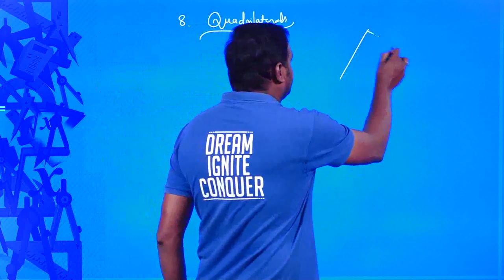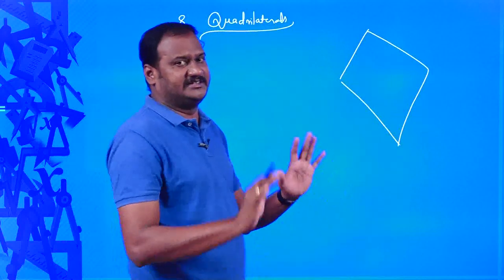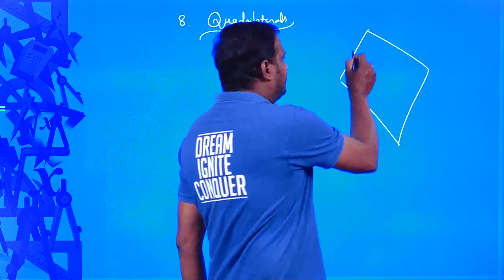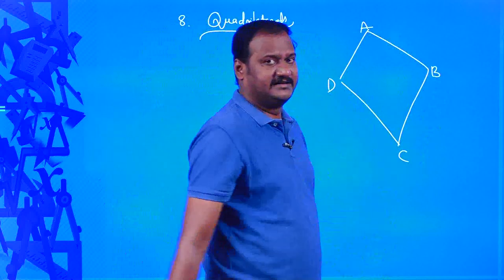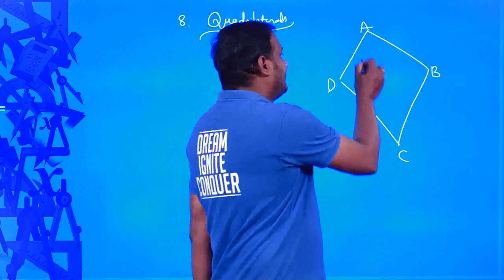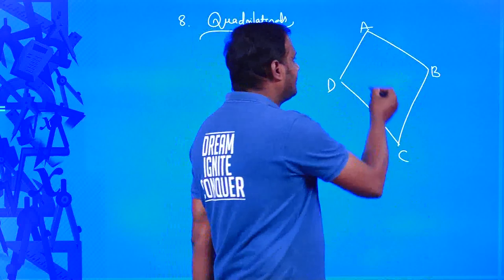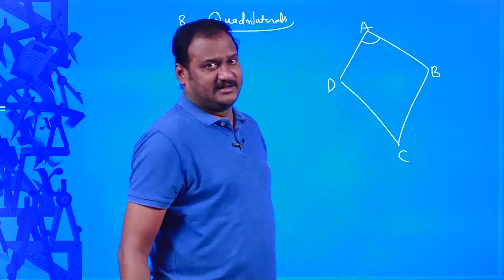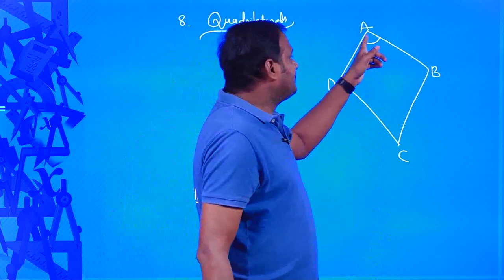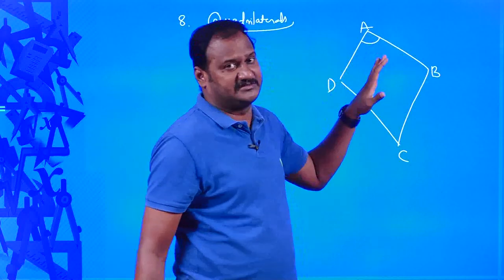If you consider a quadrilateral, this is one quadrilateral. I would not say that this is one kind of quadrilateral, it is simply a quadrilateral. In this quadrilateral, let us name the vertices A, B, C, D. A, B, C, D are called vertices of the quadrilateral, and this is the combination of 2 rays, BA as well as DA, and this particular combination is said to be an angle.